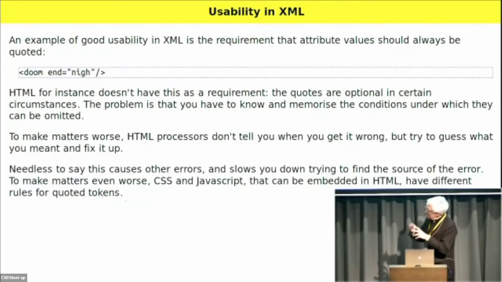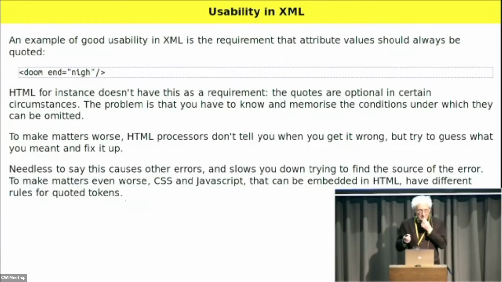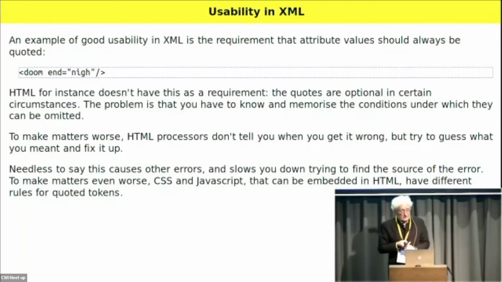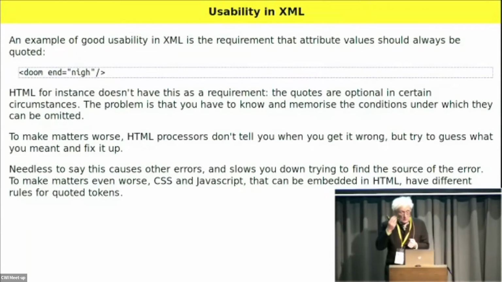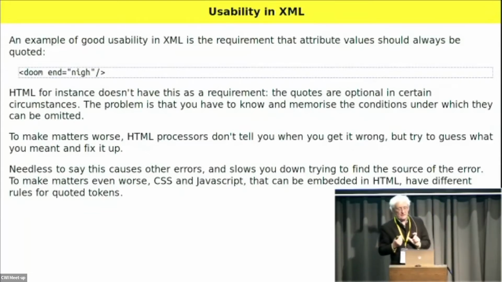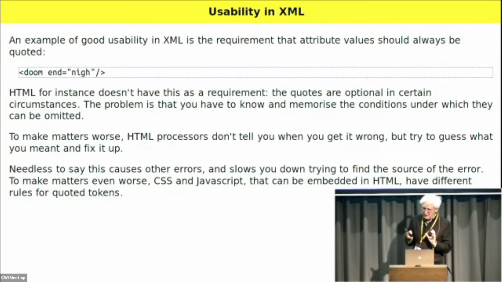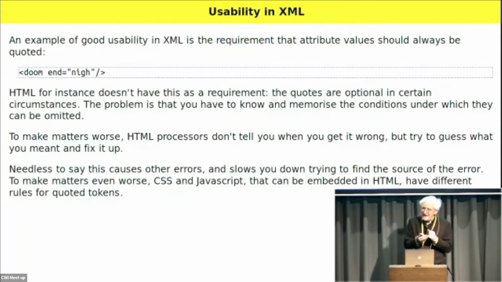Right. So usability in XML. A couple of examples where I think they did the right thing is, for instance, that attribute values should always be quoted. HTML doesn't have this as a requirement. But the problem is that you have to know and memorize the rules where you can leave them off. And I know lots of people get it wrong. And of course, HTML corrects, and so it tries to guess where to put the quotes around it, as it were.